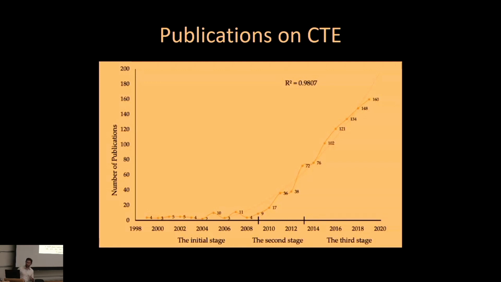And the group that did this set this up into 3 different stages. The initial stage, when you first start to learn about it, there's a couple a year, not too many, it's still a new thing. The second stage, when Dr. McKee gets involved and really starts to ramp up that production. And the third stage, which is what we're in right now, is this exponential increase in science. So we are on the cutting edge of this.